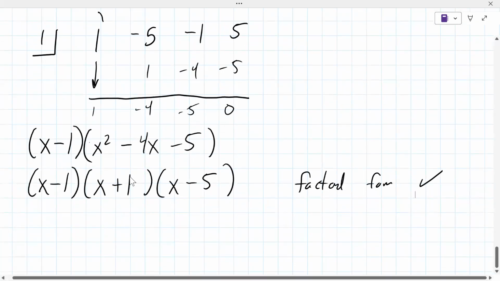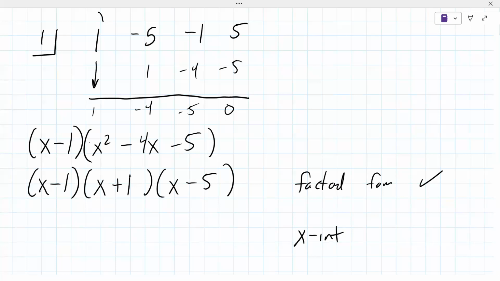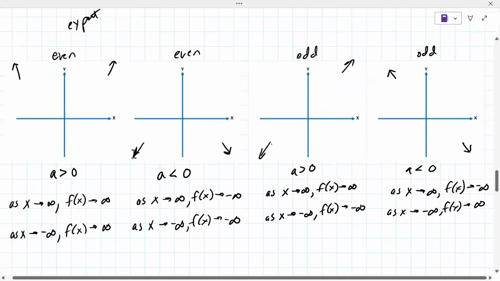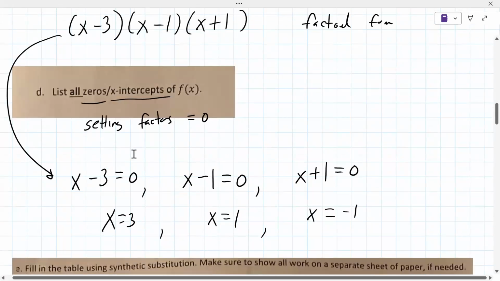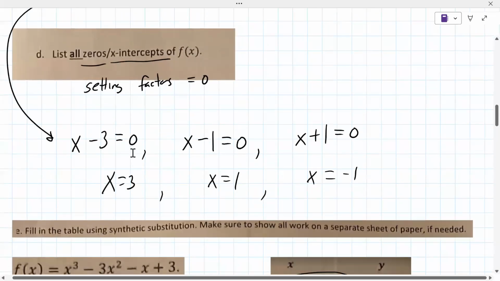The next was to find the x-intercepts. How do you find the x-intercepts from factored form? You just take the opposite numbers, so it'd be minus 1, positive 1, and minus 5. Go back and look. I'm getting the sense maybe you didn't write much down, because we're doing the exact same thing. Right, make it the zeros.